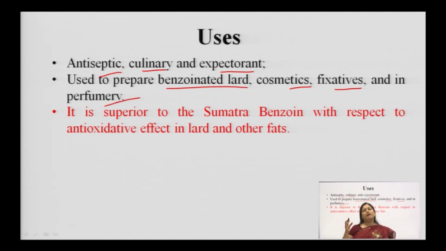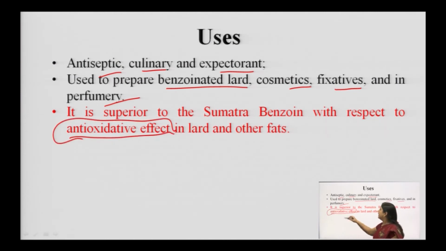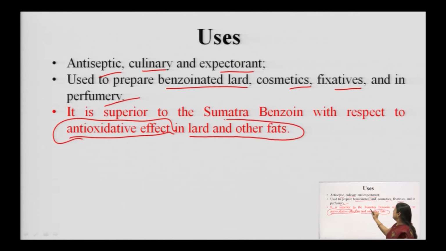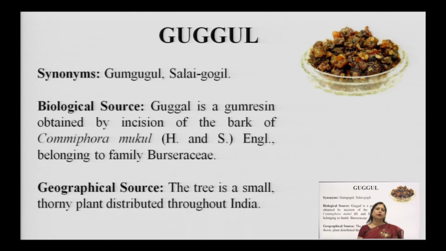Fixatives are generally added when we want to retain the smell of a perfume in any substance. So, it retains the perfume in the particular cosmetic or perfume, and it is superior to Sumatra benzoin with respect to its antioxidative effect. This has been well studied. So, it is better antioxidative, so it can be used in fats and lard more compared to Sumatra benzoin.